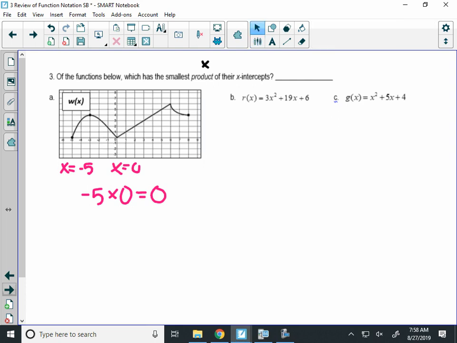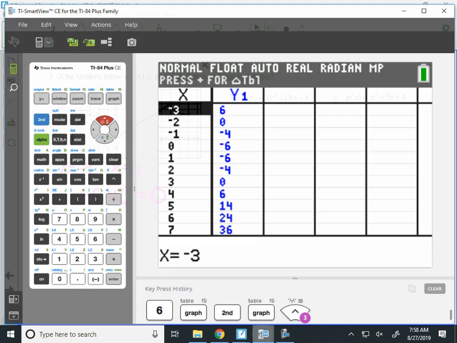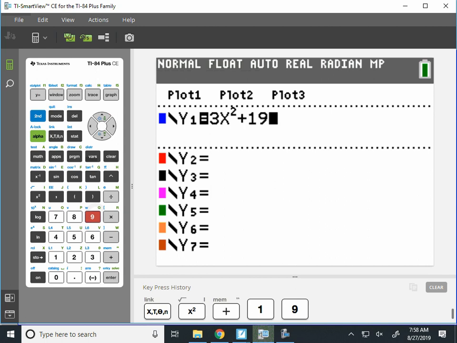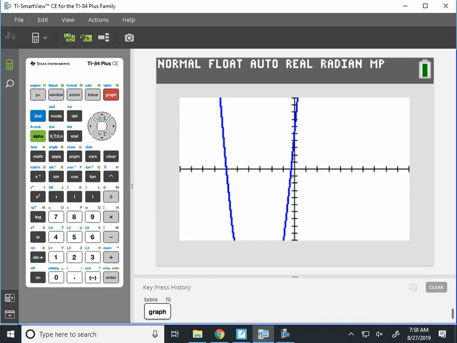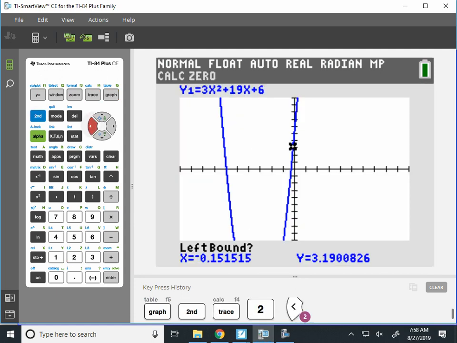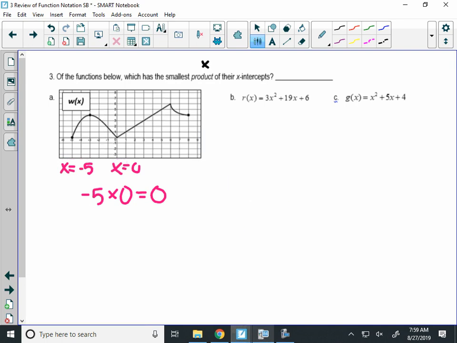For B, we're going to have to graph it first. 3x squared plus 19x plus 6. So let's see, 3x squared plus 19x plus 6. So we're going to trace the x-intercepts, or the zeros. Okay, so we'll trace here. We'll do this first one. We're on the left. That root's at negative 0.3 repeating, which is negative 1/3. So I will root at negative 1/3.